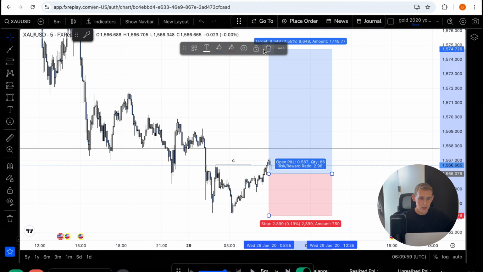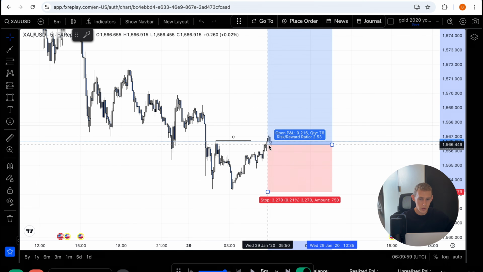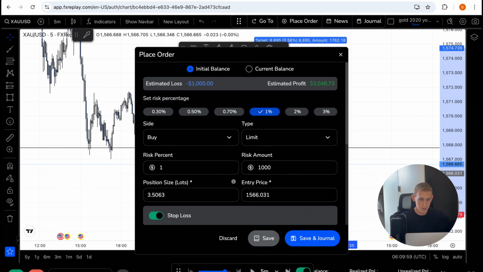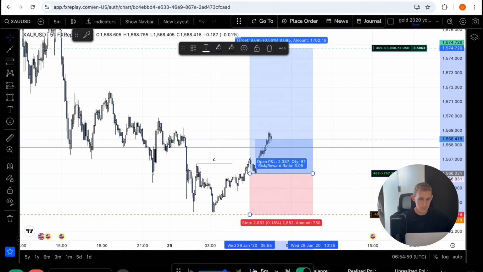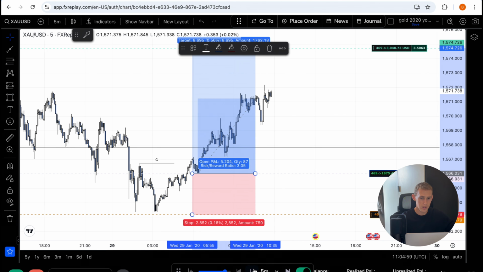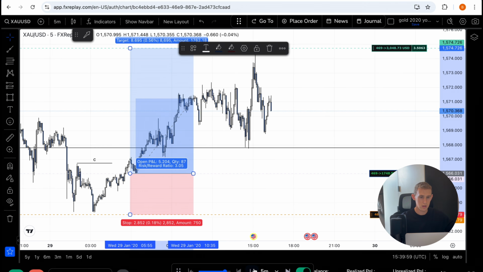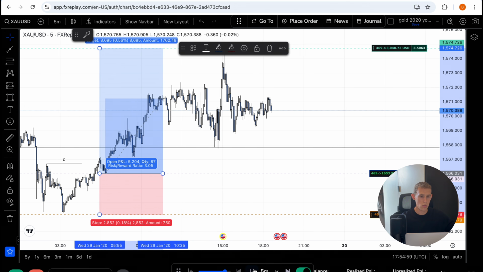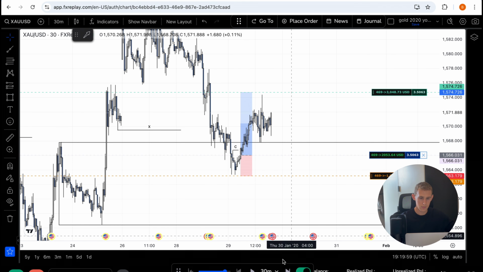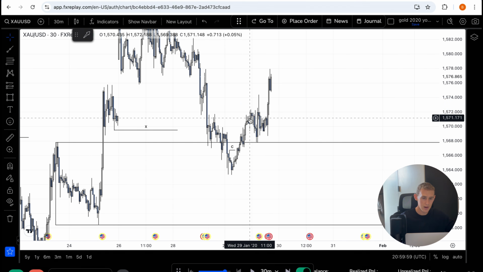The reason why I'm not being too precise with this one, by the way, is just because even if we enter here, the risk to reward is still worth it. So I'm just going to wait for a small retracement. Yeah, there we go. We're tagged into that. Pinpoint entry so far as well. See if it wants to continue. Yeah, nice. There we go. So TP hit out of that area.